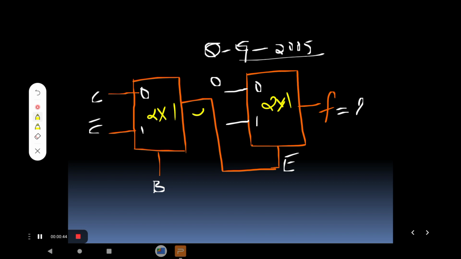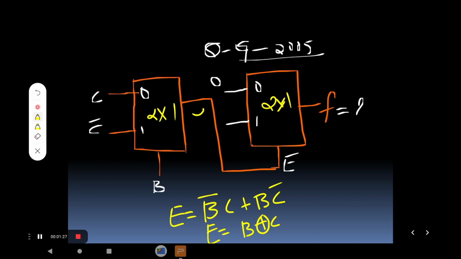Suppose this output is directly connected to E, therefore E is equal to the output. If you are selecting A, B bar into that value is equal to C. So B bar into first value C plus B into C bar. B bar C plus B C bar is nothing but XOR gate, right? Therefore E is equal to B XOR C.